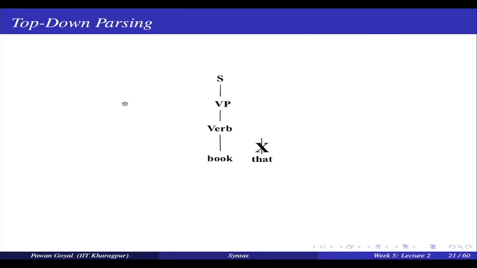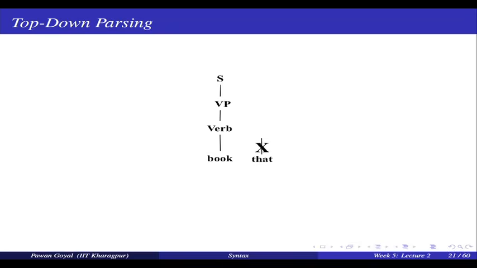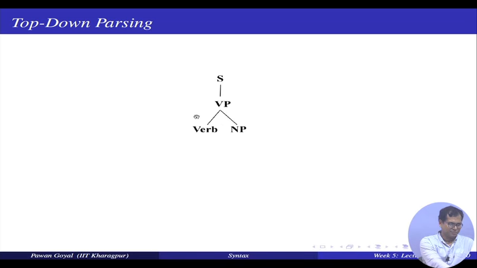Yes, that flight, there is no other node starting from S that captures this. This is again not a valid tree. So I'll try out something else with VP. The next possibility is verb followed by NP.